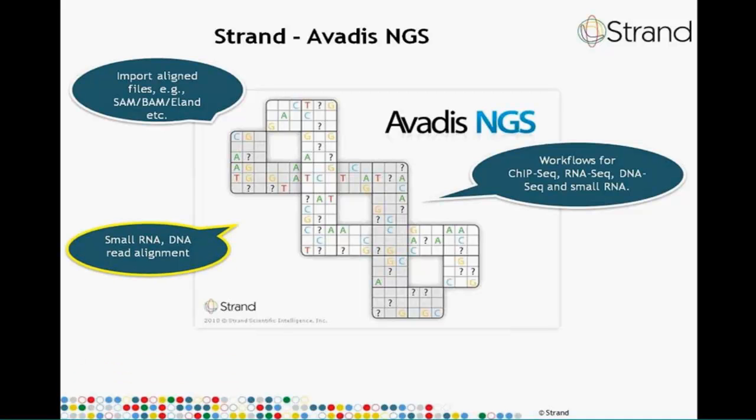And this time, in the upcoming version of Avadis NGS, we are also including an aligner which is capable of aligning small RNA data and DNA data.